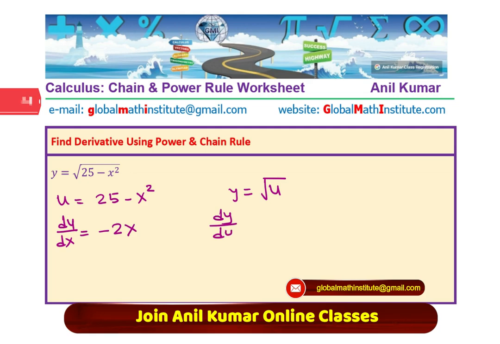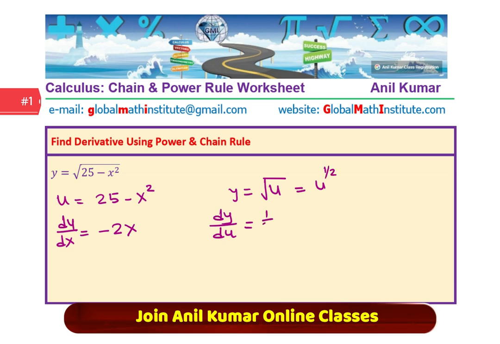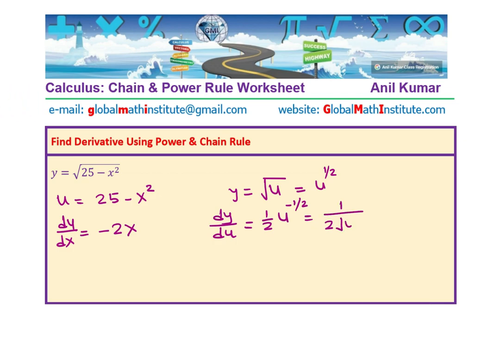dy/du is, now some of you write this as u to the power of half and then do the derivative, right? So let's do it like that. Half of u to the power of minus half, correct? Which you will write as 1 over 2 square root of u. Is that clear?